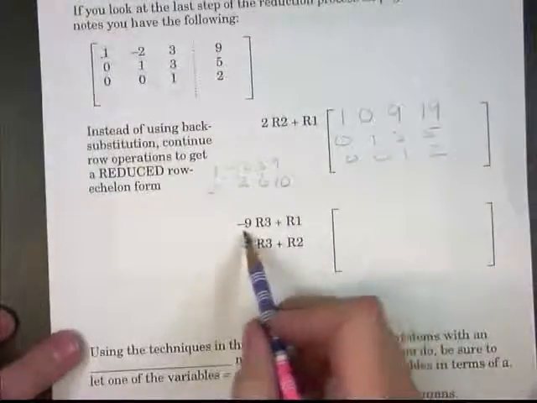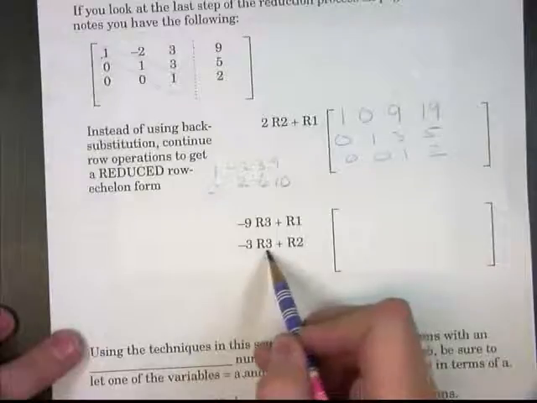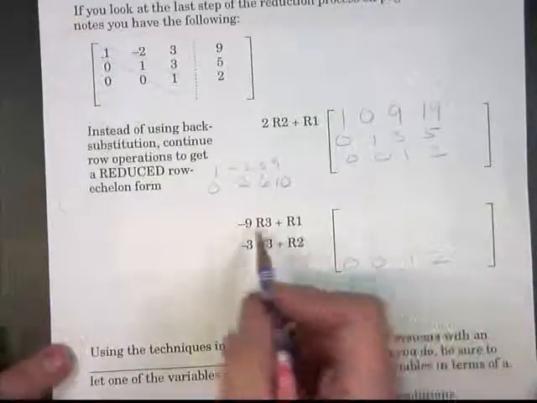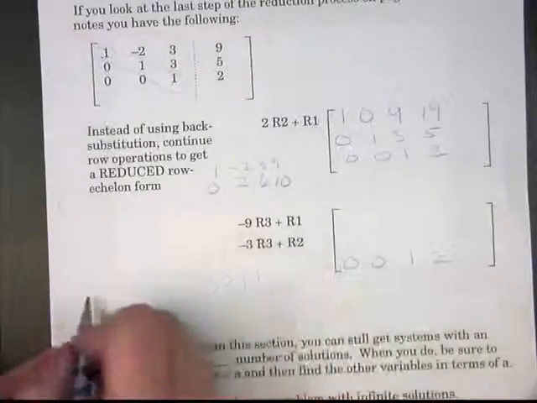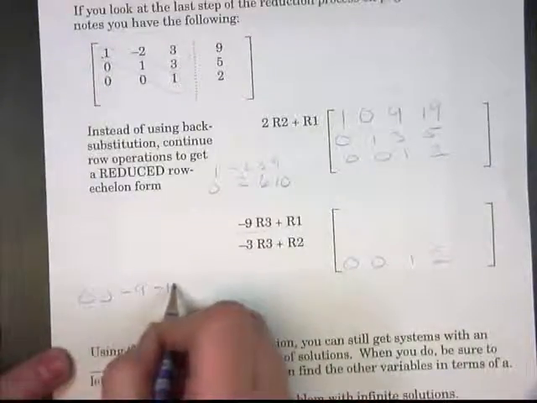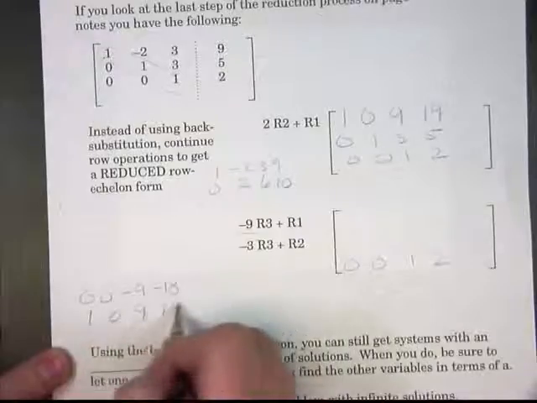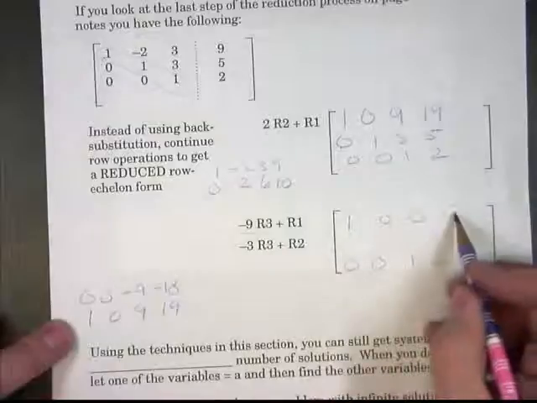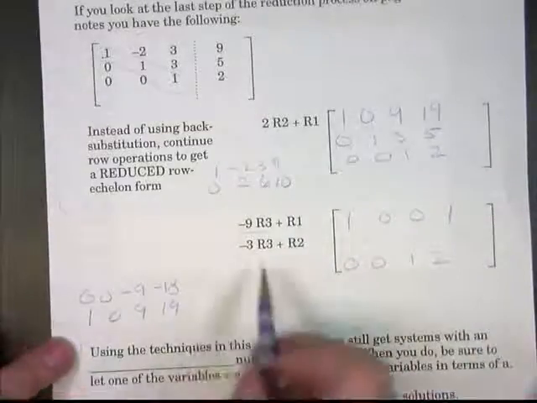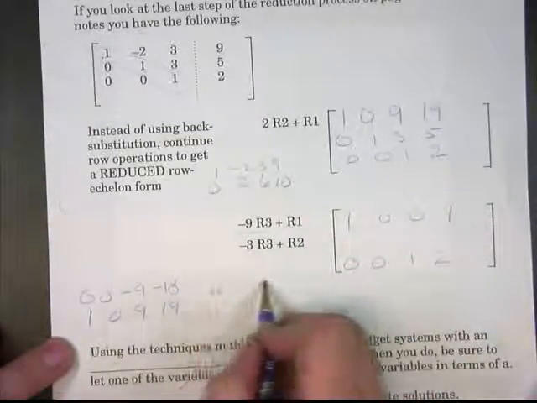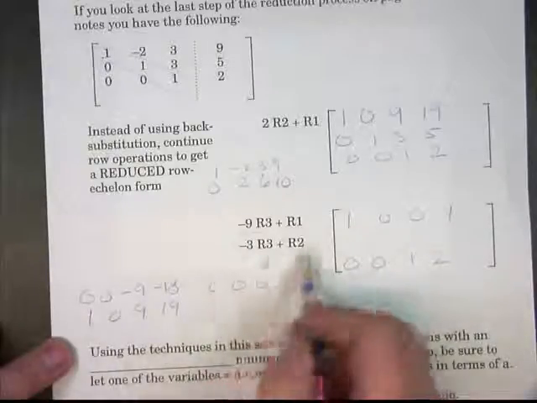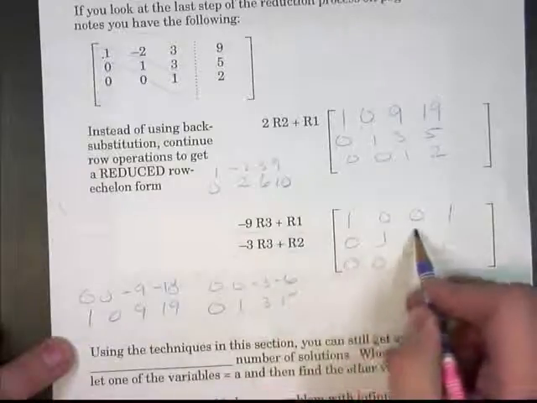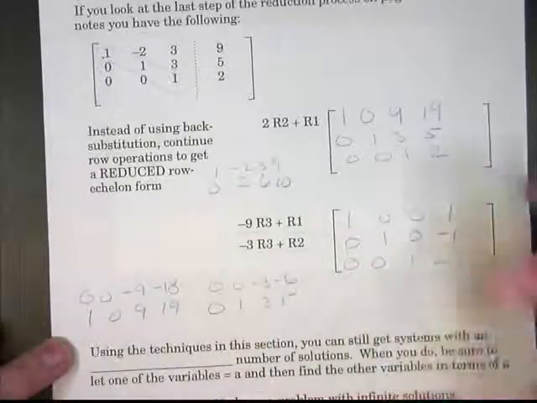All right, now it says take negative 9 times row 3, negative 3 times row 3. So that means row 3 is staying put. Negative 9 times row 3 is 0, 0, negative 9, negative 18. And when I add that to row 1, I get 1, 0, 0, 1. Negative 3 times row 3 is 0, 0, negative 3, negative 6. And add that to row 2, 0, 1, 3, 5. I get 0, 1, 0, negative 1.